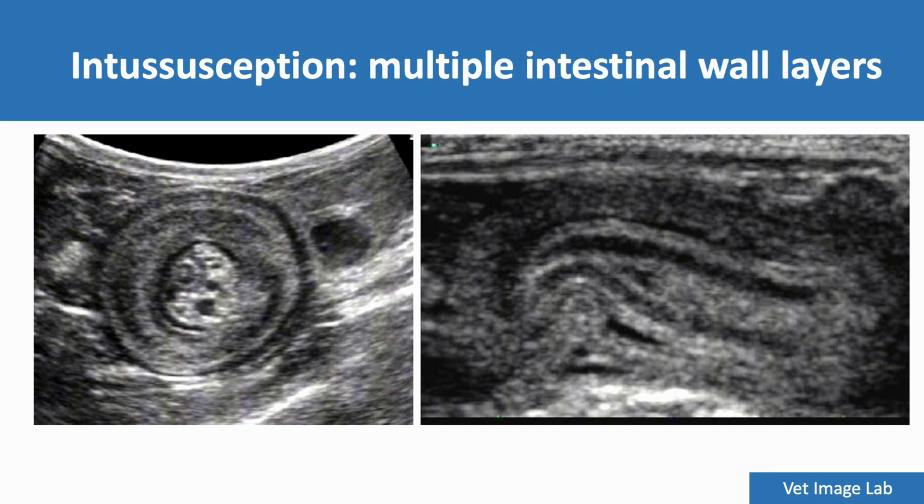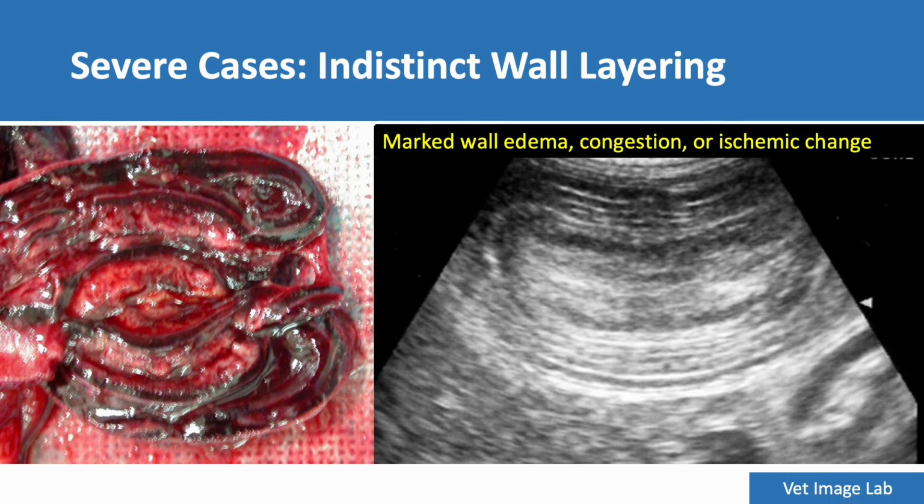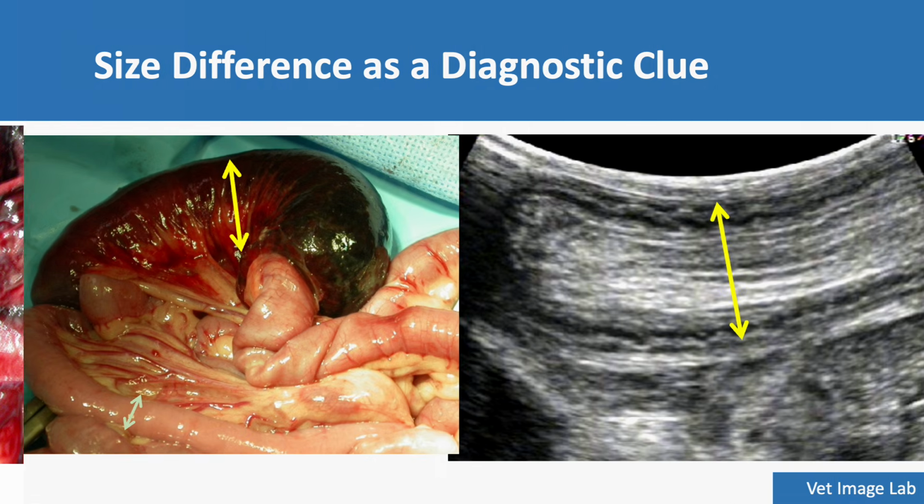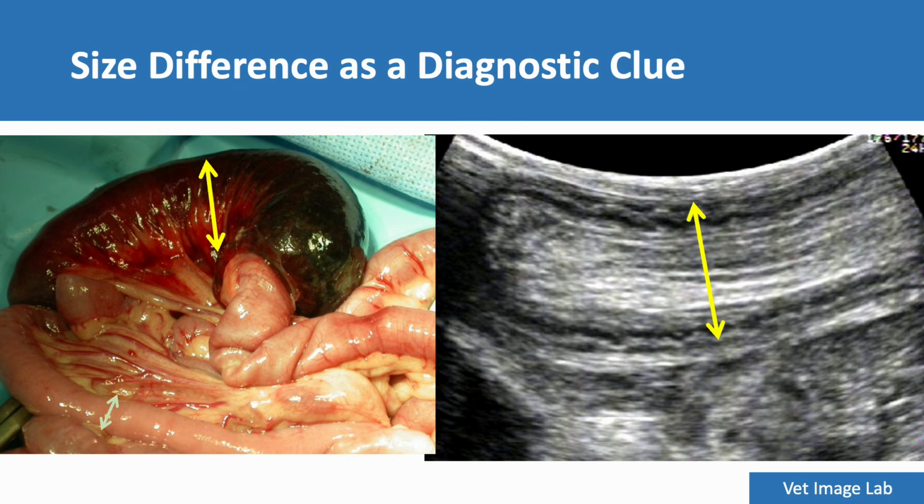In this way, intussusception can be diagnosed by identifying the target sign in the transverse plane and the sandwich-like pattern in the longitudinal plane. But in severe cases, the layers may not be clearly visible. Marked wall edema, congestion, or ischemic change can make the bowel wall layers indistinct. In these cases, bowel diameter can also help with the diagnosis.